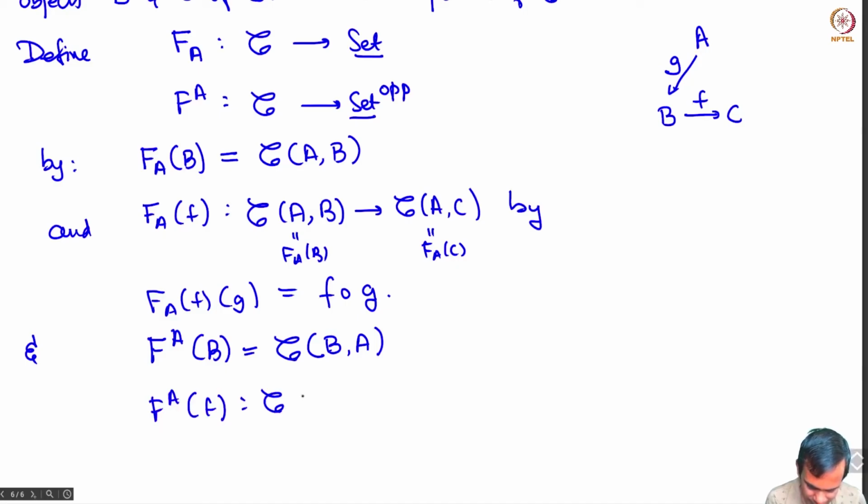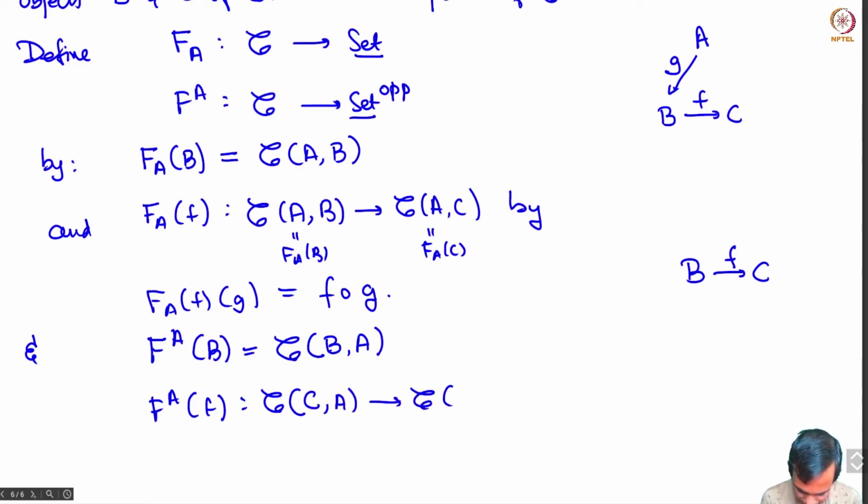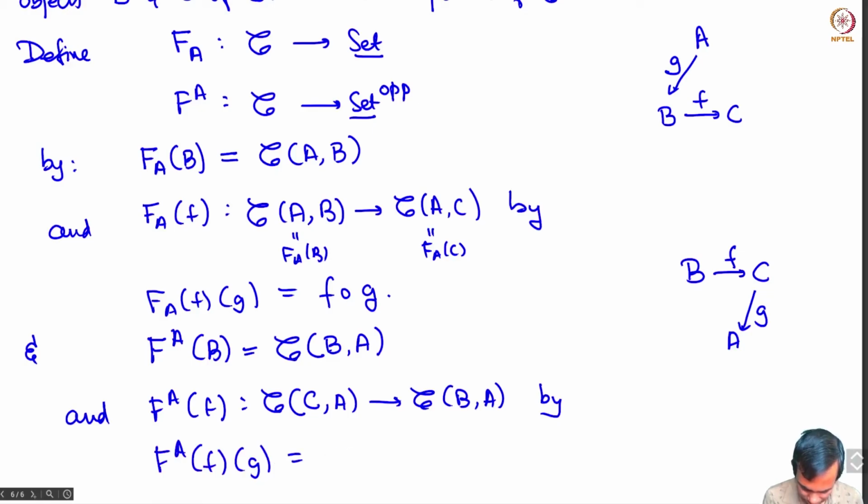So now F is from B to C as before, and then we have from C. Now because it's going to the opposite category, this will be from C^A to B^A, which means that now we are given something from C to A, we need to construct something from B to A, and there's only one way to do that, which is to take G circle F. So this is defined by F^A(F) of G is G circle F.